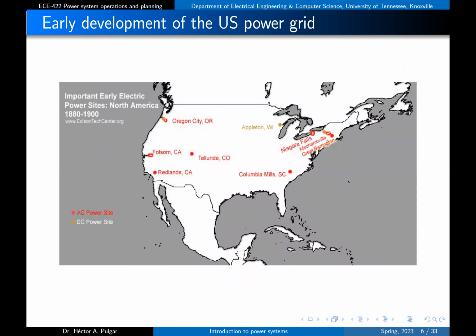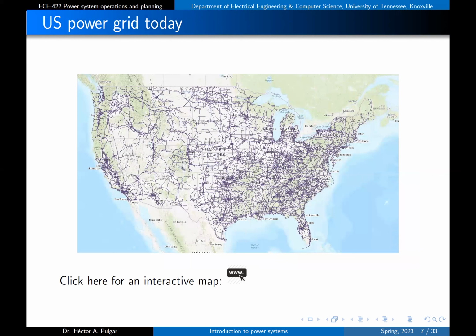How did this start? Well, more than a century ago, this was the picture of the electricity development in the country. So you have some isolated electrical systems developed in some big cities. The red are the AC system, the yellow DC system. So we have Edison and Tesla fighting for the development of the power system. But today, most of this is based on AC system, AC signals.